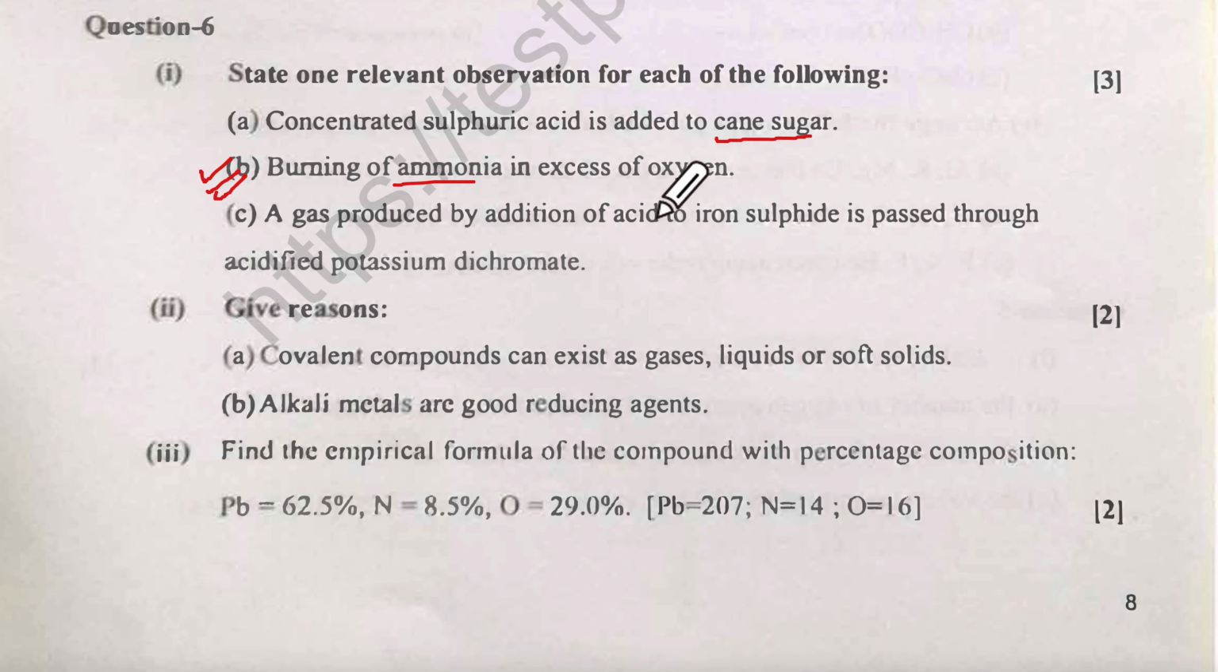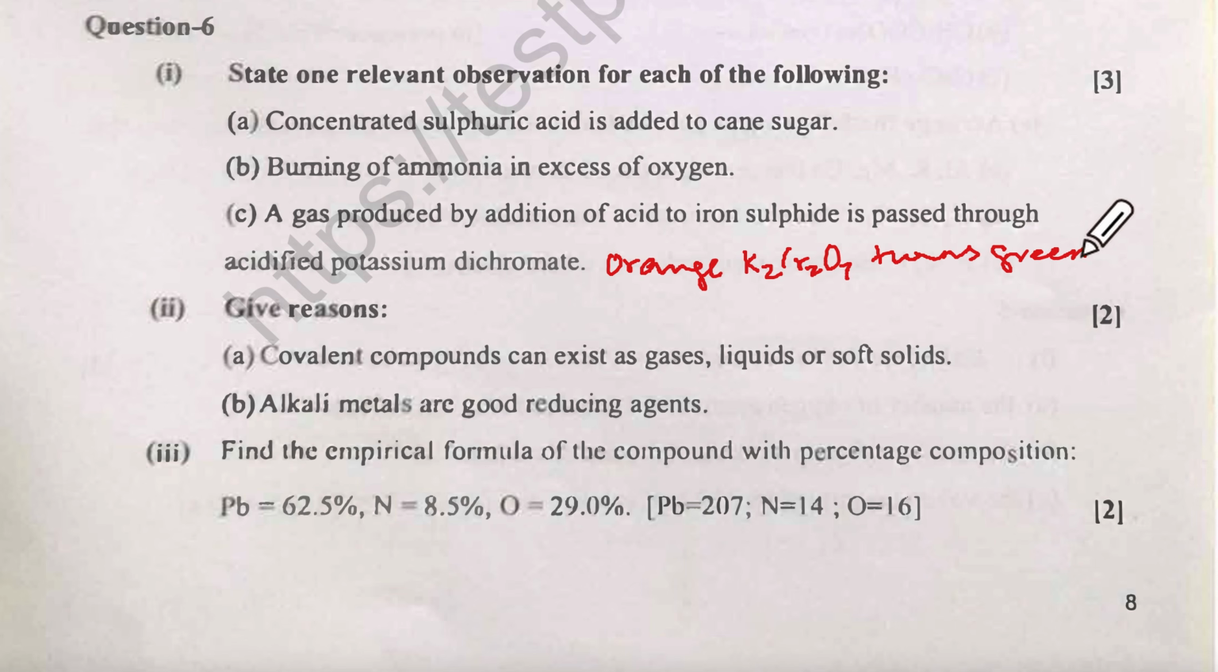Gas produced by addition of an acid to iron sulfide. Won't it be this? H2S. It is passed through acidified potassium dichromate. Oh, they asked. What you will say? Orange to green. K2Cr2O7 turns green, I told you this in the morning only, with yellow sulfur deposits of sulfur.